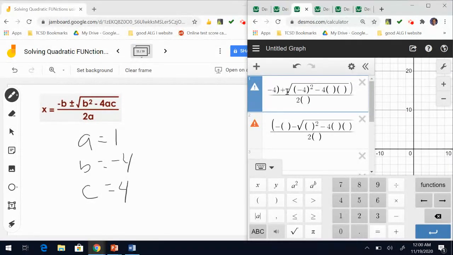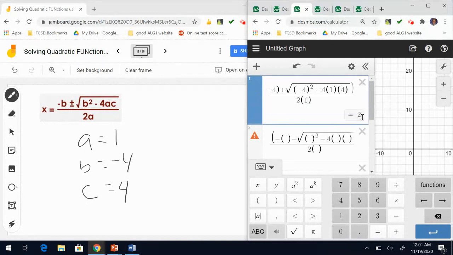4ac, so this is my a value first, is 1. My c value is 4. And again, I've already queued these up for the video, so you can copy and paste when you do it the first time into Desmos, or just delete these as you go along. And then my a value again was 1. So I get 2 as my answer, and this is the plus radical.